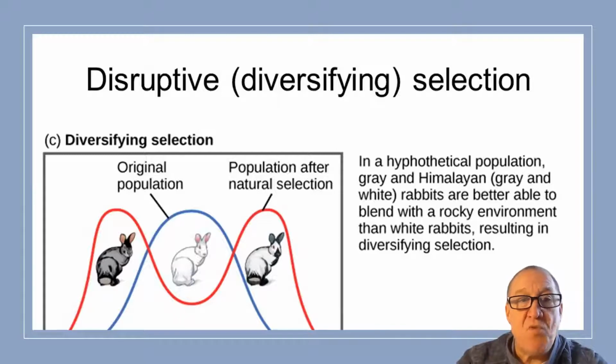And when you look at disruptive selection, you're going to look for this pattern. You're going to see that the actual mean itself is selected away from.